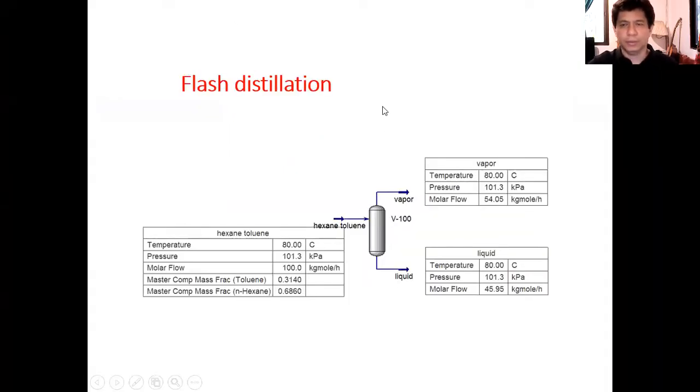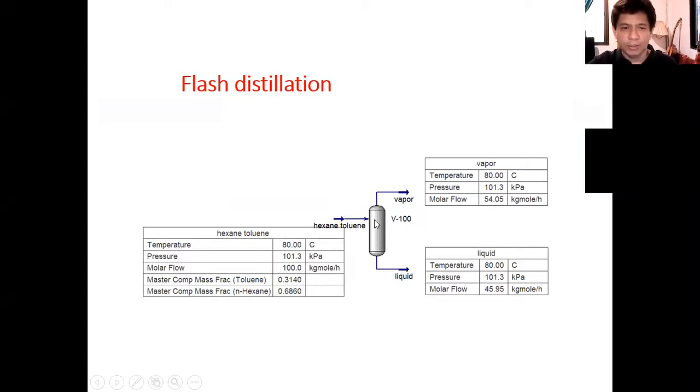Okay, so this is a screenshot of Aspen HYSYS. This shows the liquid vapor separator, or flash distillation, in Aspen HYSYS. Basically, as you can see, we have a continuous feed, and then it enters this liquid vapor separator.